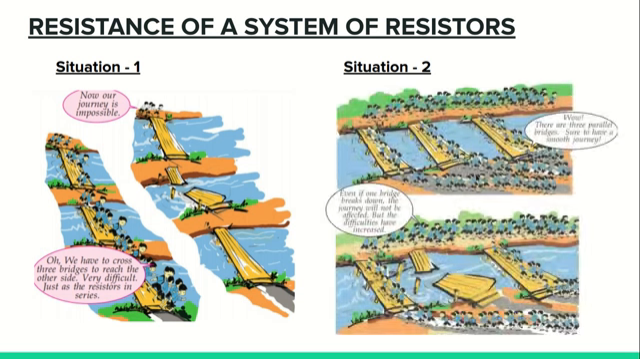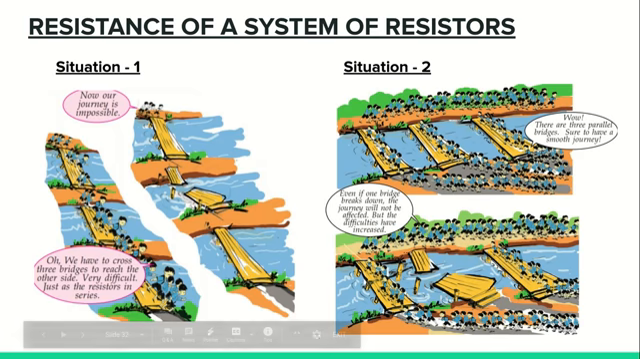Here, instead of a bridge, we have three bridges across the river, so that even if one bridge breaks, the children can follow the other two bridges and reach the other end. But in the second situation, things are possible, but still difficulties will be increased.